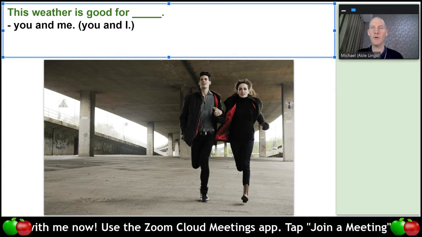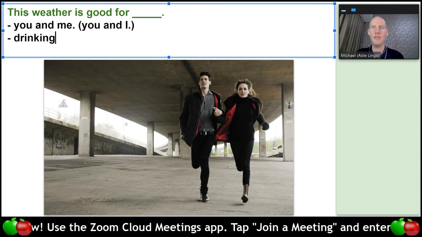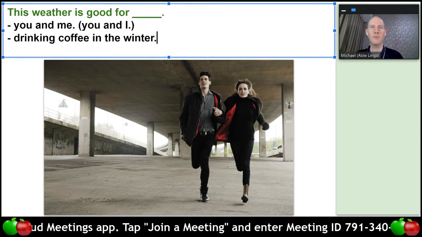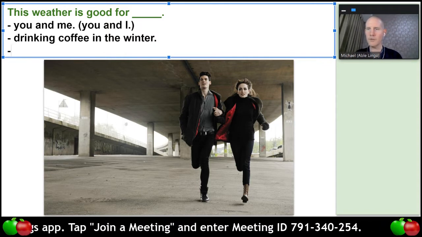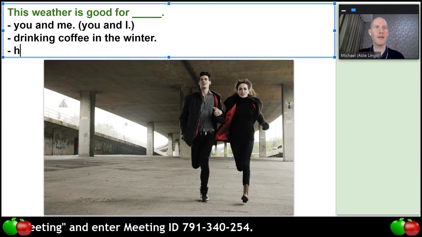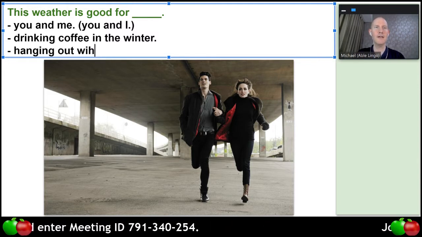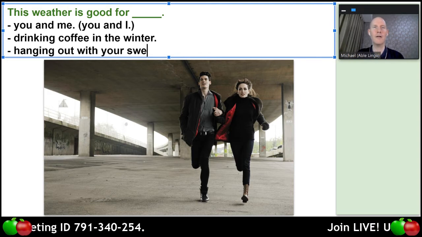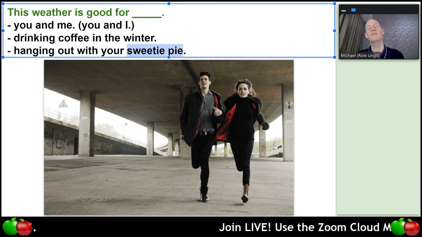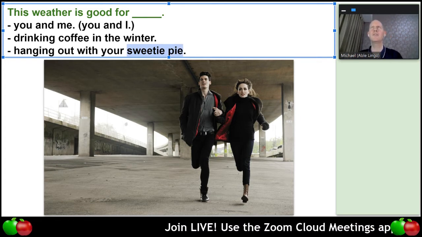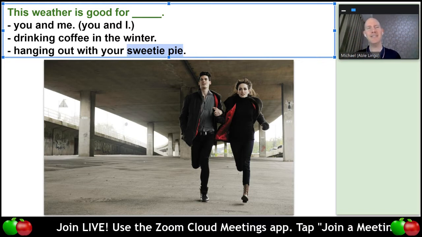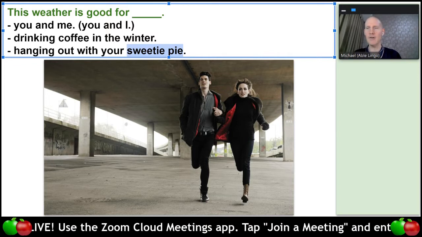So here we go. Let's see what else we have. Gogo Kanaren said this weather is good for drinking coffee in the winter. Right. So we could say in the winter. What else do we have? Lehuda says good for hanging out with your sweetie pie. Right? Sure. Sweetie pie is another word for dear, lovely, sugar pumpkin, baby, peaches, sweetie, something like that.